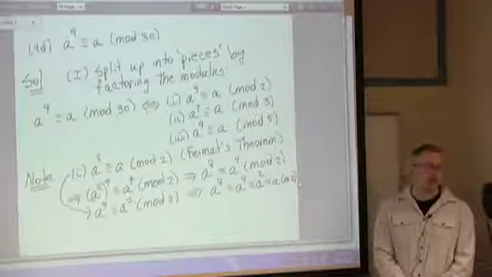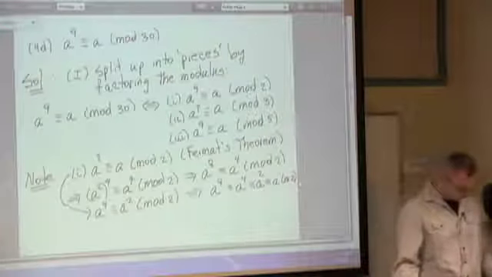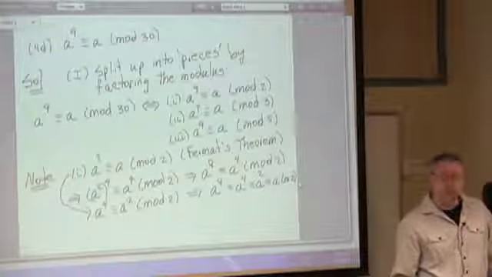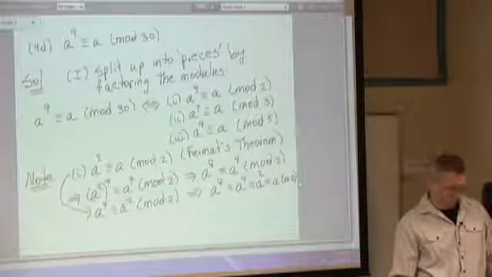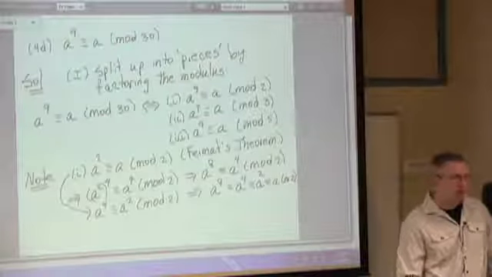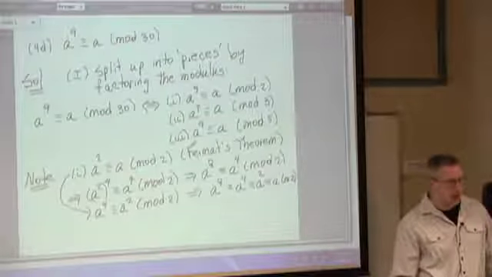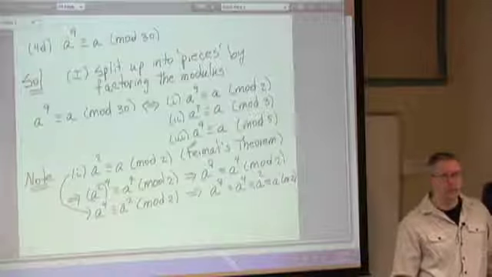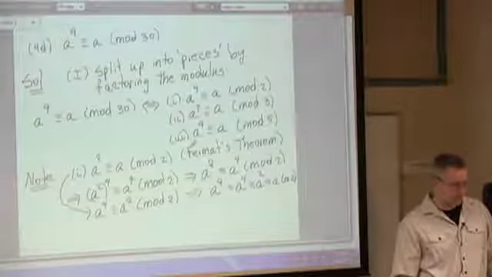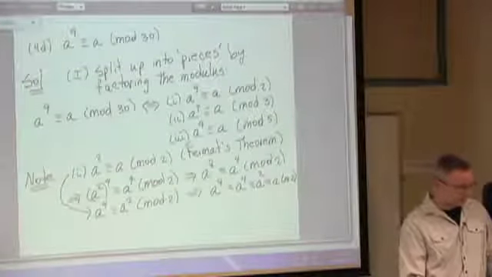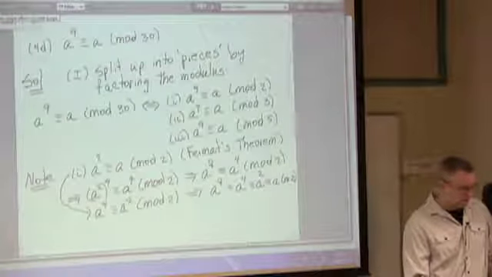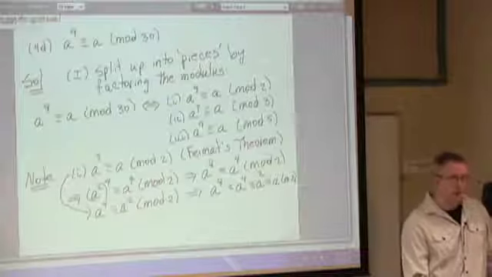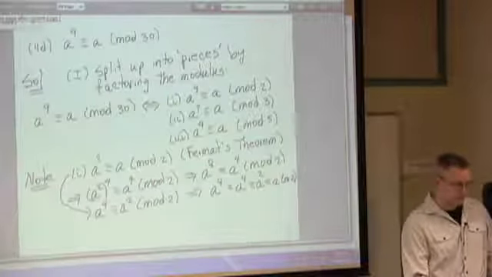Is this okay? Any questions here about this particular problem? No? Okay. Will we see one of these on the exam? It's possible. Yeah, it's possible. Okay. We okay then with this?